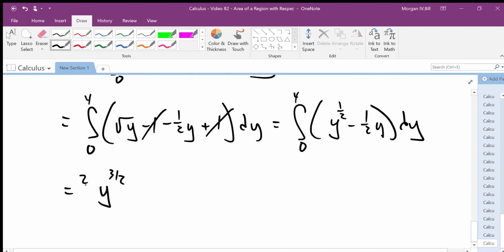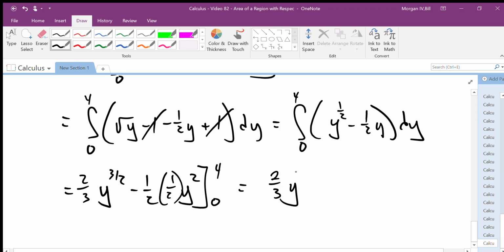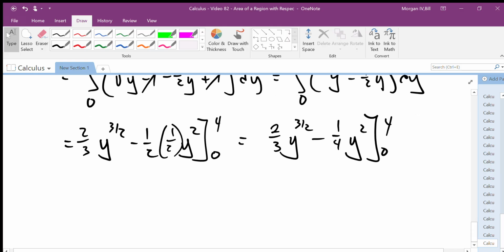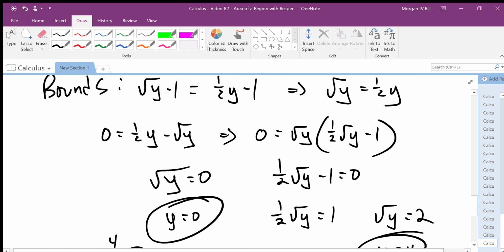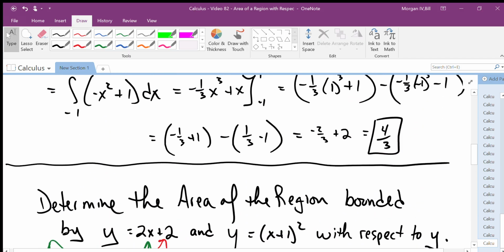Divided by 3/2 is the same thing as times by 2/3. Minus 1/2, I get y squared, divided by 2 is the same thing as multiplying by 1/2. Evaluated from 0 to 4. So that's 2/3 y to the 3/2 minus 1/4 y squared from 0 to 4. Let's plug in the 4, let's plug in the 0, and hopefully we'll get the same answer that we got back when we evaluated this with respect to x. If you remember, that answer was 4/3. So hopefully we'll get the 4/3 again.